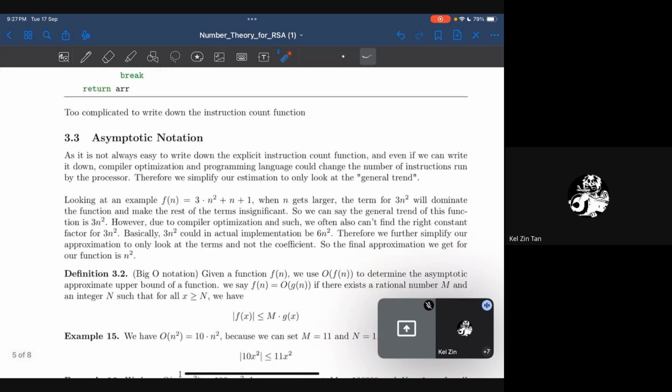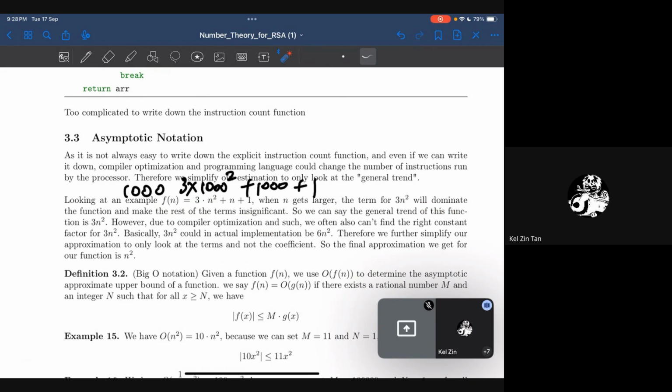So what do we mean by the general trend? Suppose that we have this instruction count function, 3n squared plus n plus 1. We know that when n gets very large, the first term will dominate the function. You can illustrate this with a very simple example. Let's say you put in 1000, then n squared becomes 1000 to the power of 2, plus 1000, that is 3 times 1000 squared plus 1000 plus 1. You notice that this part is very, very large compared to the other two. That is what we mean by dominating the function.